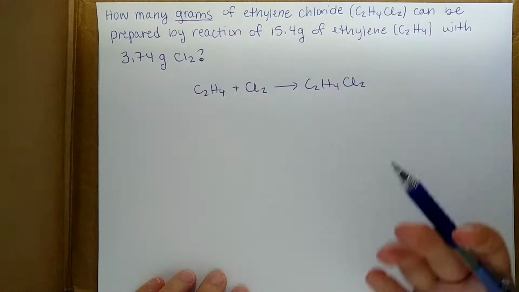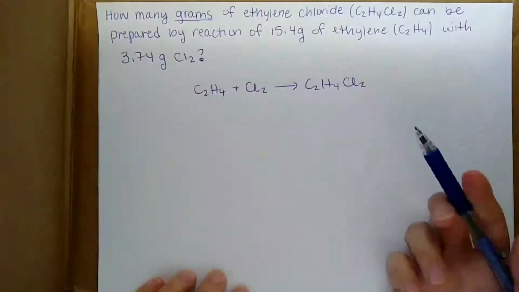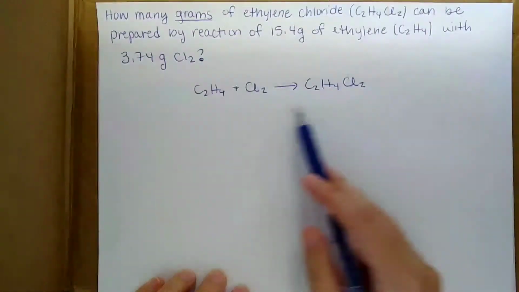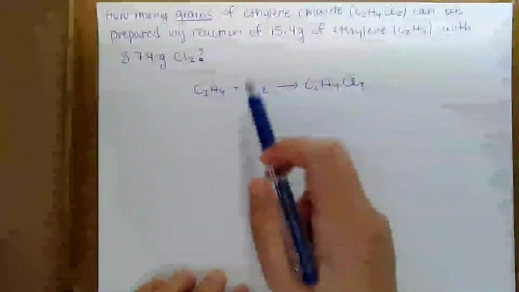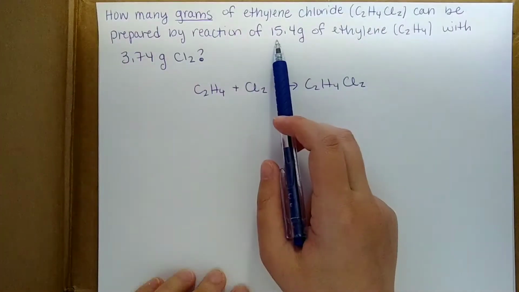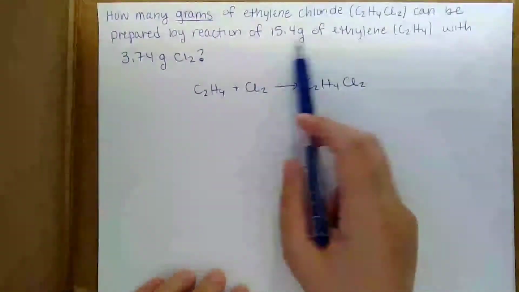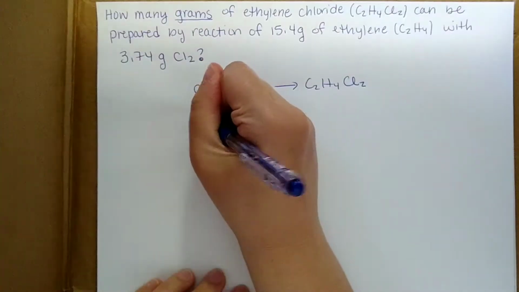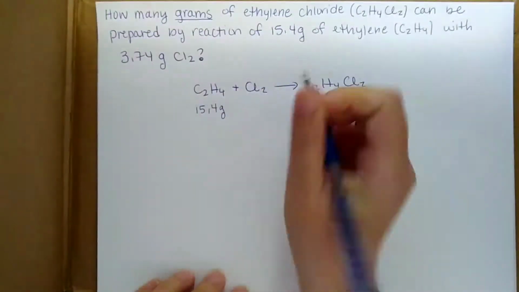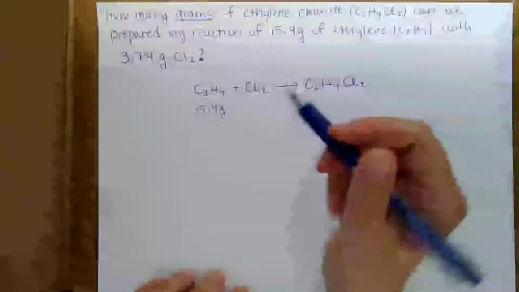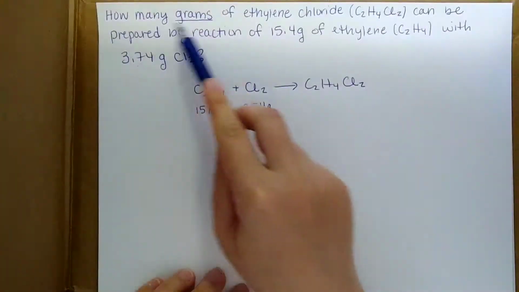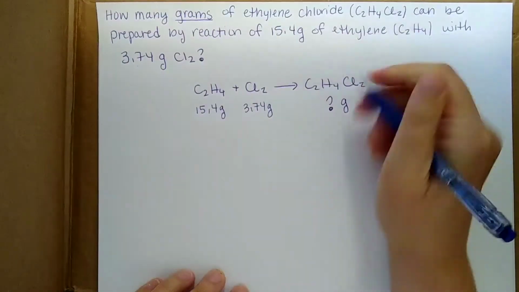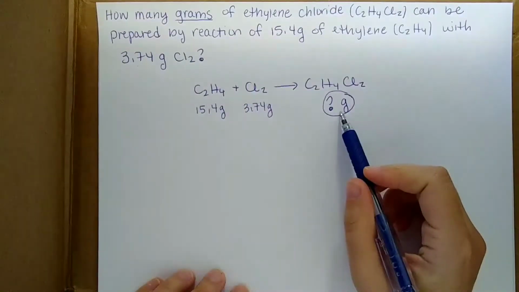So I'm going to show you how I would solve this problem. The very first thing I would do is look at my balanced reaction, make sure everything's balanced, which it is, and then write down the given information that I have. So it's telling you how much of each reactant you have. It says you have 15.4 grams of ethylene, which I'm going to write here, as well as 3.72 grams of Cl2, which I'm going to write here. And then finally, it's asking how many grams of product can you get. So I usually put a big question mark here. So how many grams of this? This is what we're trying to solve for.